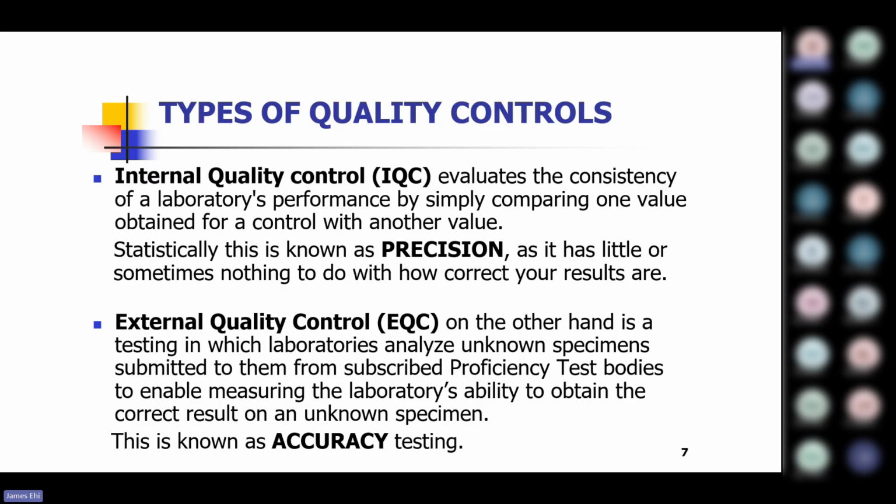So the second type of quality control is what we call the external quality control, which is commonly called EQC. And when a proficiency body manages that assessment of your facility, we now refer to it as external quality assessment. This is a testing in which laboratories analyze known specimens submitted to them from subscribed proficiency test bodies to enable measuring the laboratory's ability to obtain the correct result on an unknown specimen. This is known as accuracy testing.